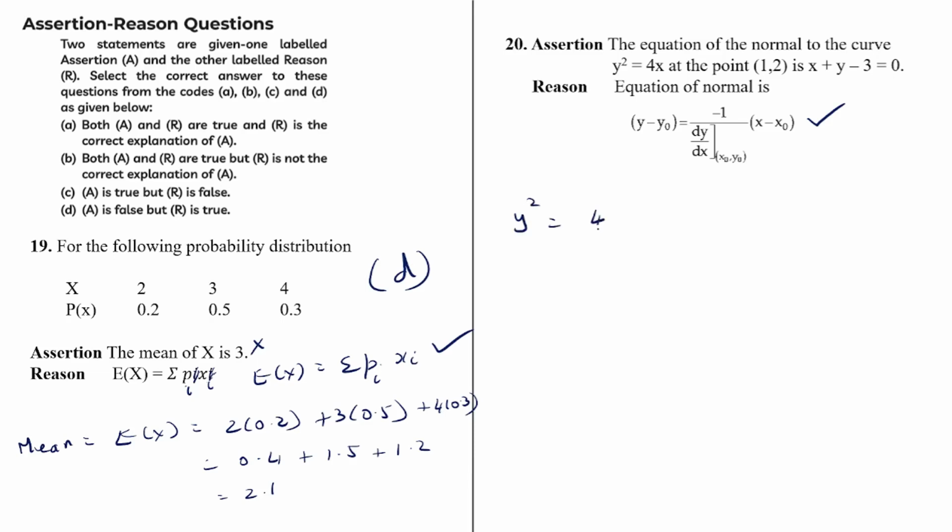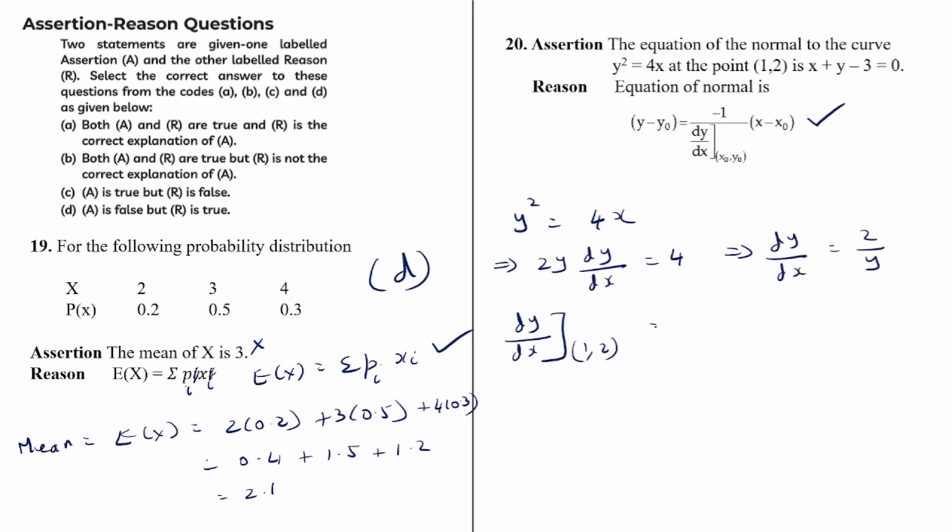So y square equal to 4x. If we differentiate both sides with respect to x, we get 2y dy by dx equal to 4, or dy by dx is equal to 2 by y. Then dy by dx at this point (1, 2) is 2 by 2, which is 1.